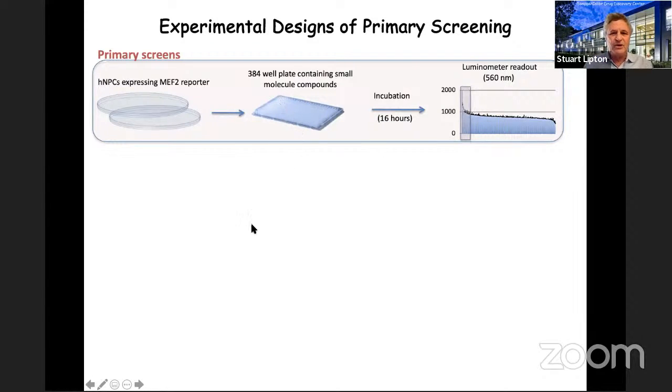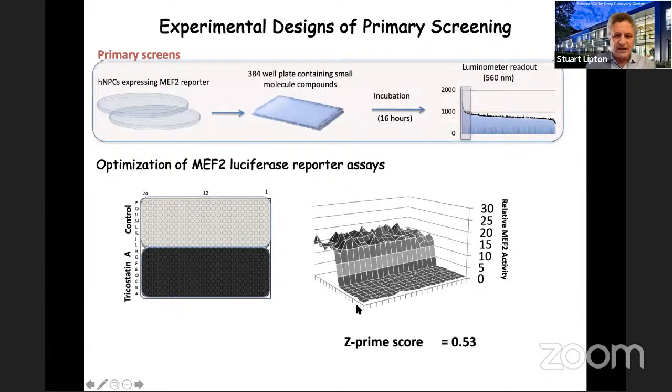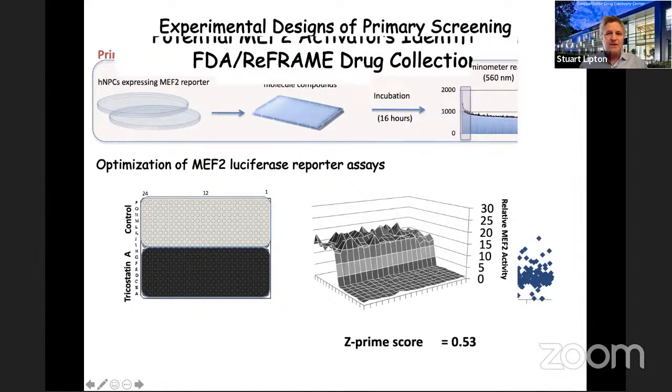We can put one drug in each, and basically certain drugs turn on MEF2 activity, shown here on the y-axis. We have what's called a very good z-score. Anything over 0.5 means you can go and screen your libraries, which we've done. So here's one typical screen of many that we've performed.